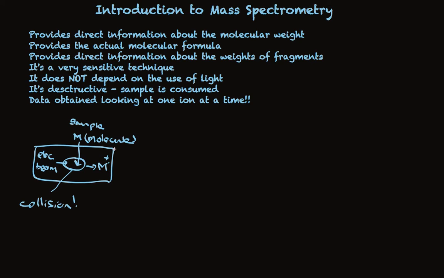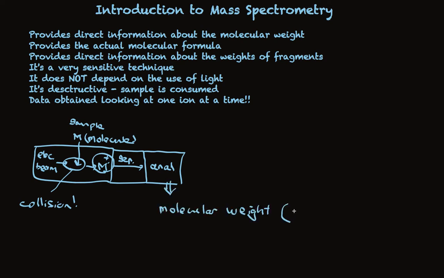A second part of that machine, and those molecules that are now what we call molecular ions, travel through here and they are separated and analyzed. And the analysis tells you the molecular weight, which actually is a reading of the mass to charge ratio. But since the charge is +1, what we're reading is the mass divided by 1, which gives us a molecular weight. If this were all that were happening, it would be very useful.